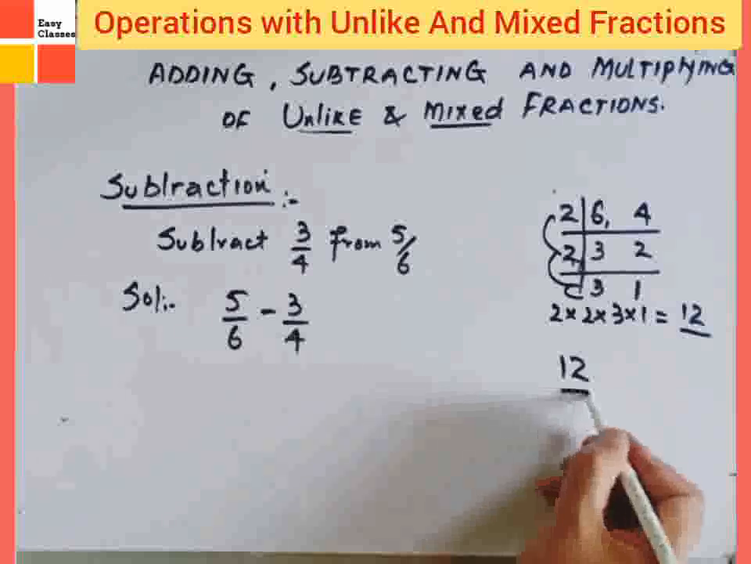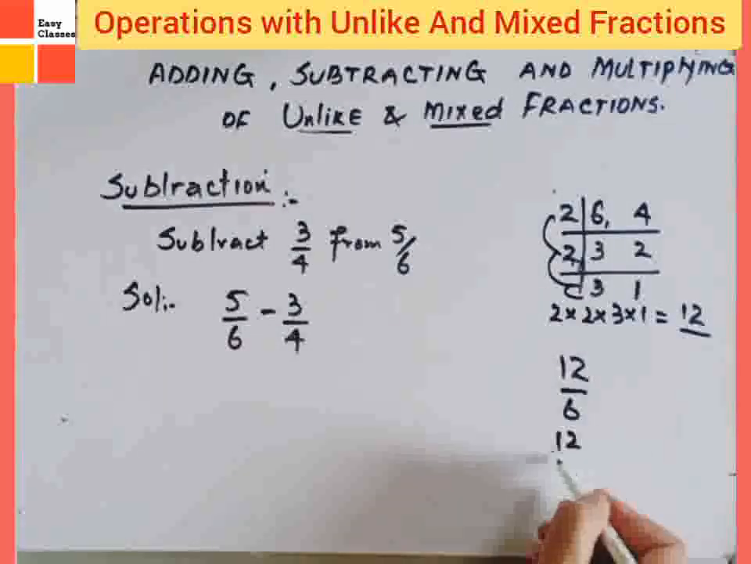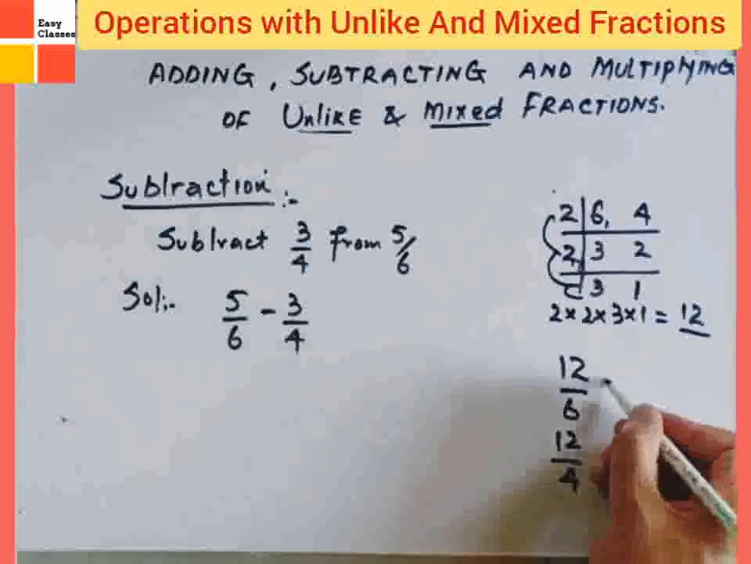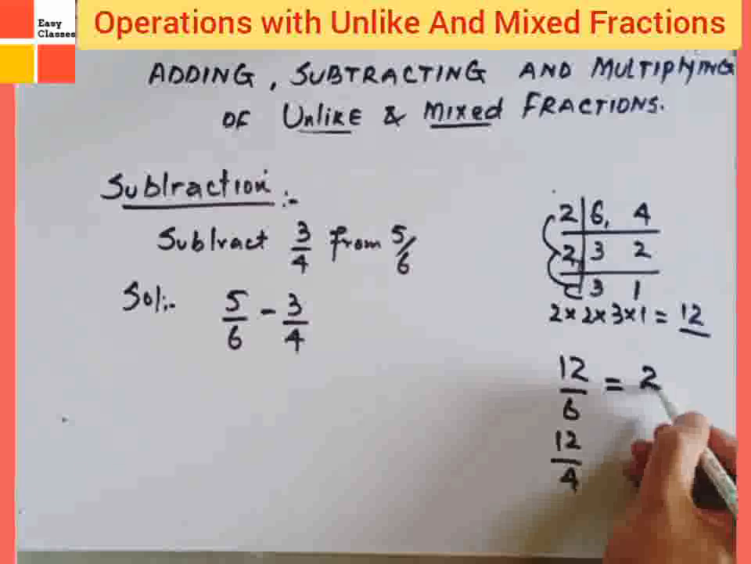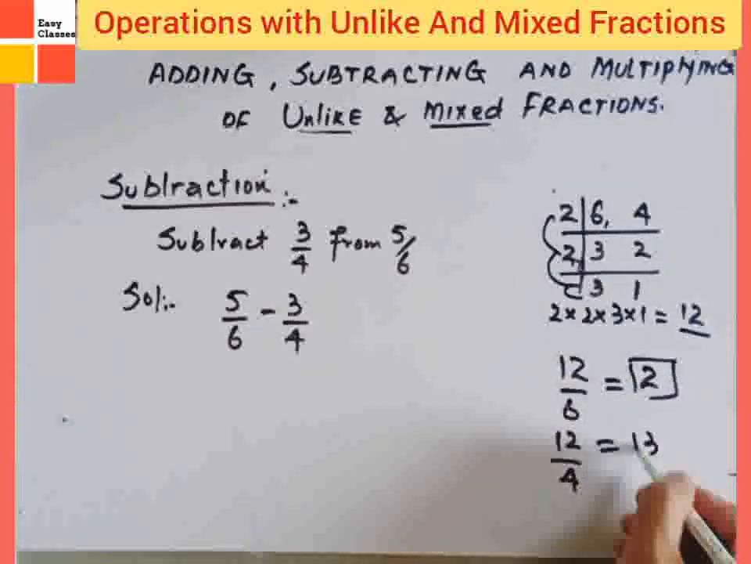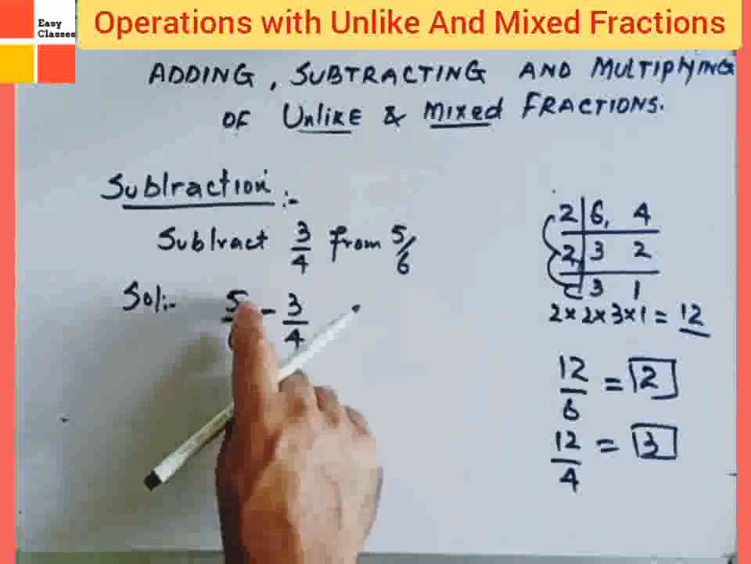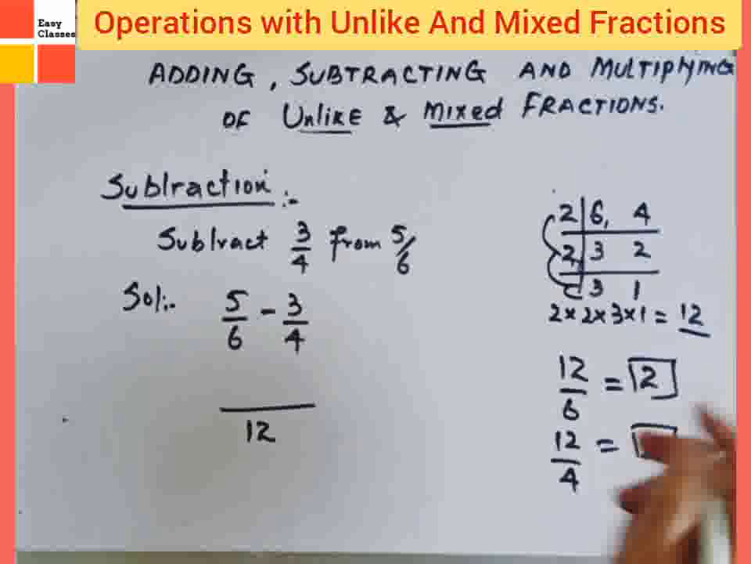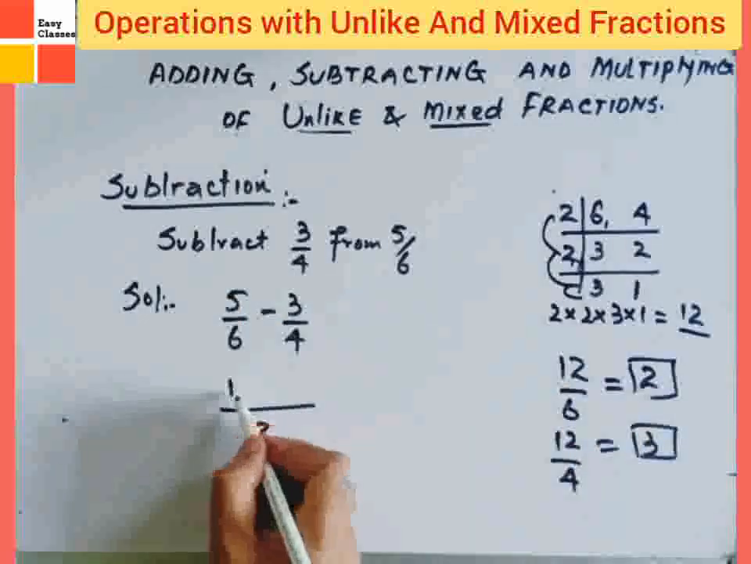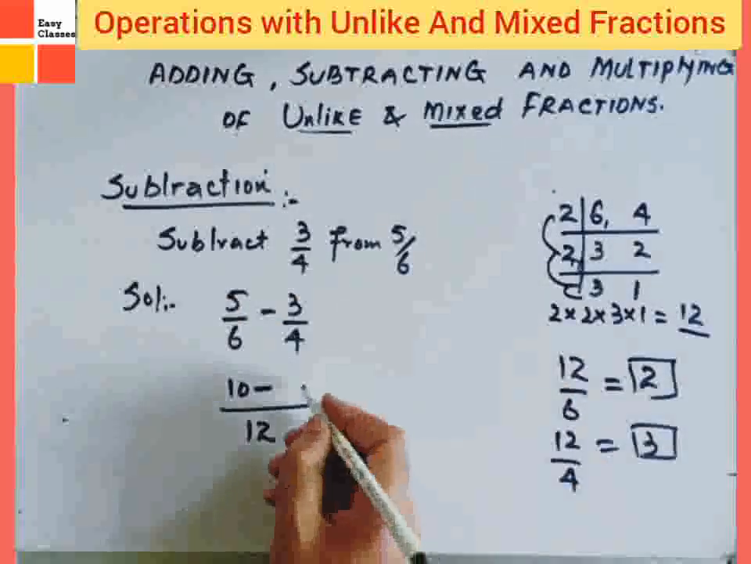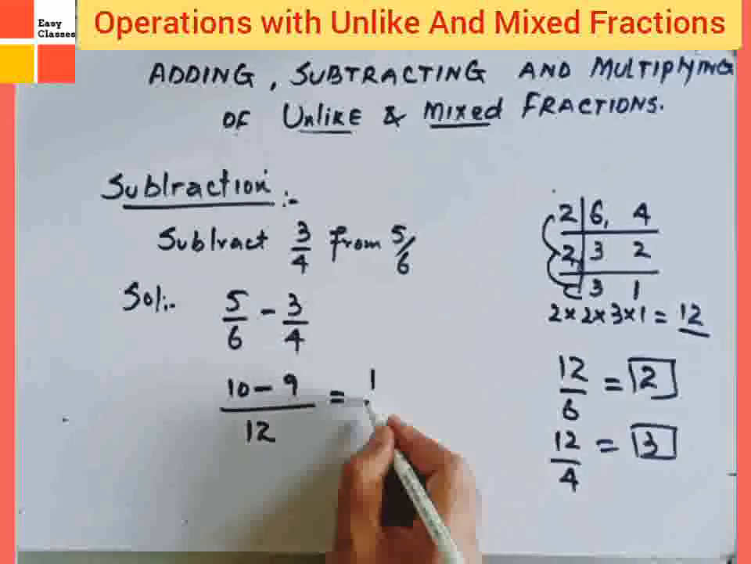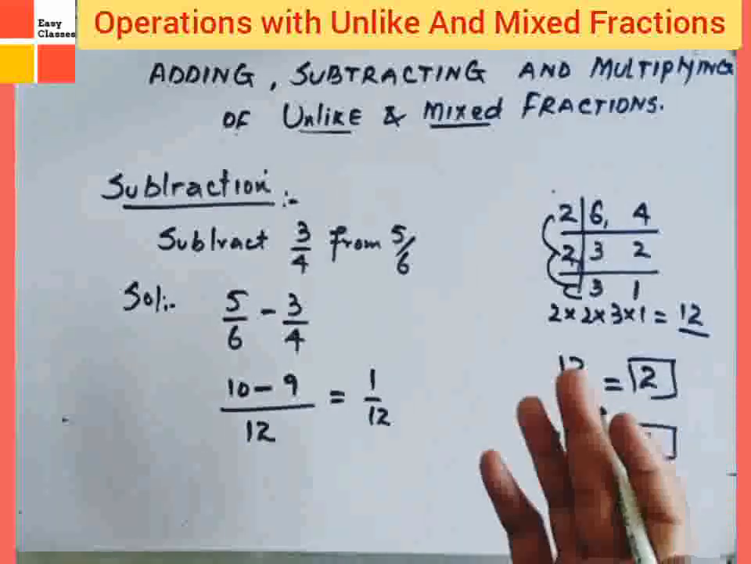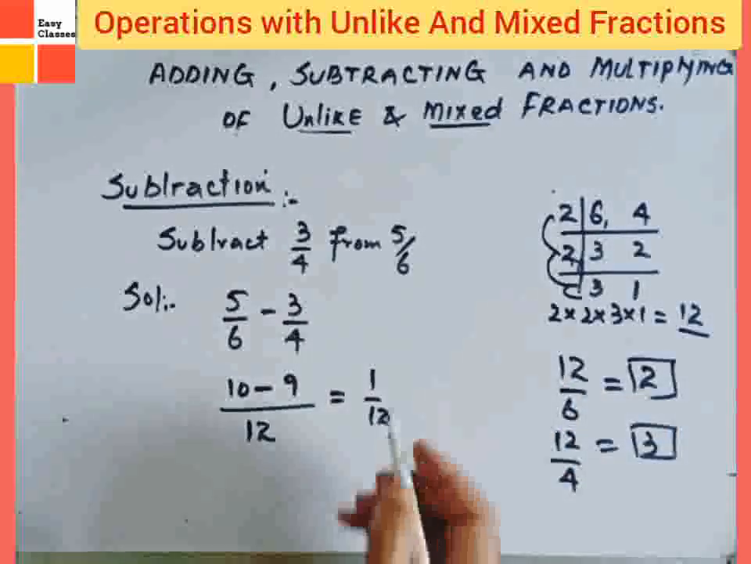Then divide this LCM by 6 and divide this LCM by 4. So 6 is the denominator of this fraction and 4 is the denominator of this fraction. You will get 6 twos are 12, and here 4 threes are 12. Then multiply this 2 with the numerator. First I will write this LCM in the denominator, right? Then 2 fives are 10 minus 3 threes are 9. So you will get the answer as 1/12. In the same way, you can find the LCM and the equivalent fractions by another method. So here is the answer.